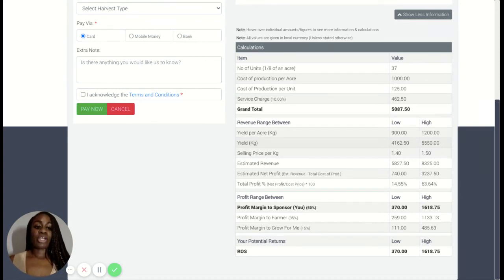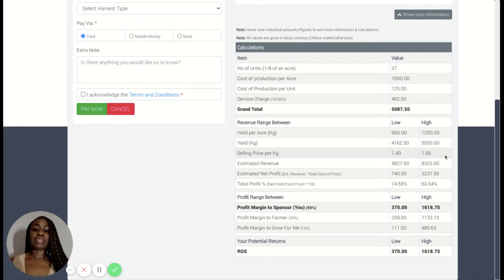With that, and again we give you a range, on the low side we are going to be yielding 4,162 kilos of soybeans. Based on experience, we always look at what that range may be on the low side and the high side. On the high side, if we do really well in that season, we will produce 5,550 kilos of soybeans.